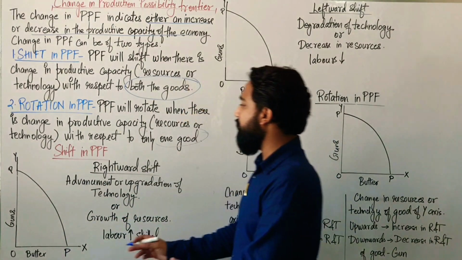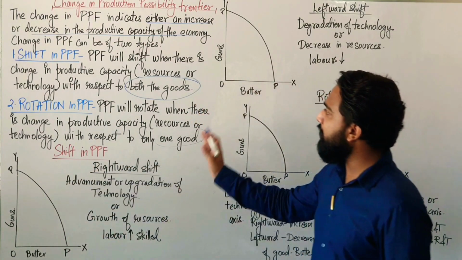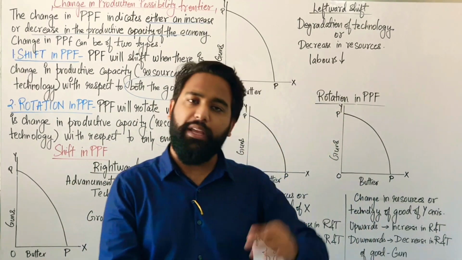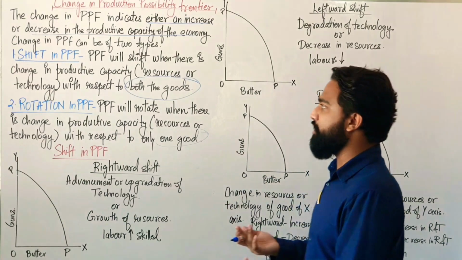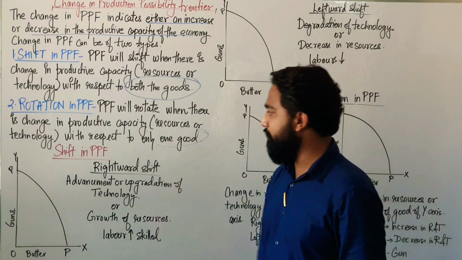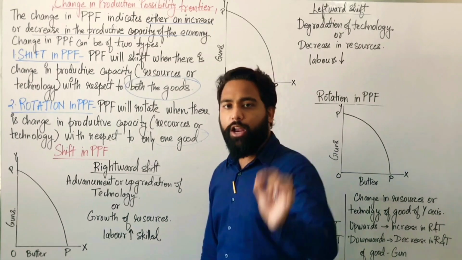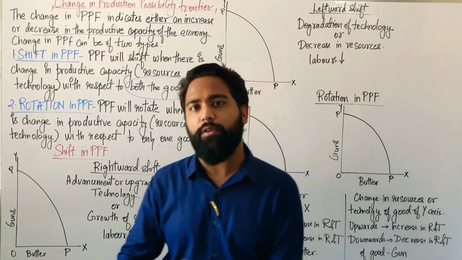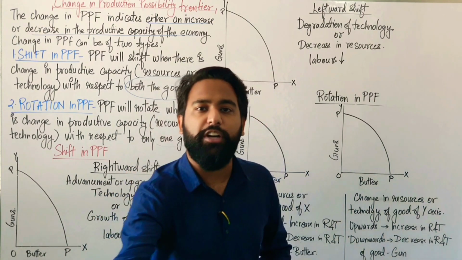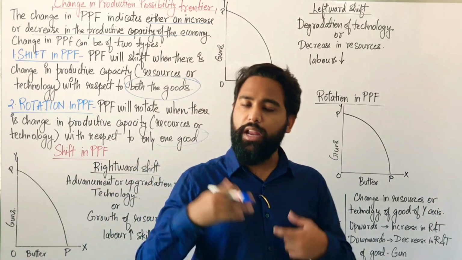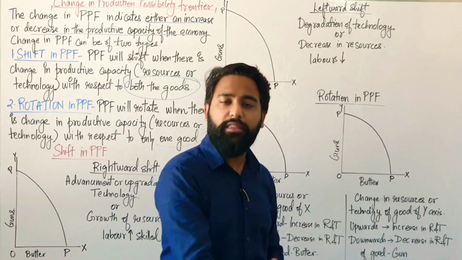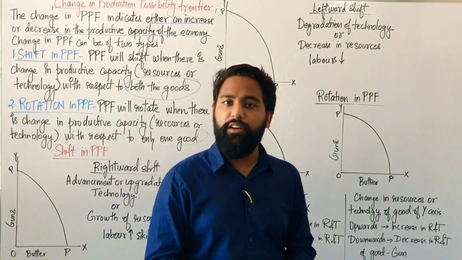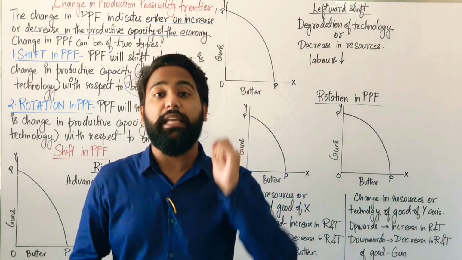Here is the first curve. This is the PPF, and there are two types of shift. Whether there will be a rightward shift or whether there will be a leftward shift. Let's study the rightward shift. Understand this thing. In all the curves which you are going to study from now onwards, if there is a rightward shift in the curve, it means that thing is increasing. If there is a leftward shift in the curve, then it means that curve is decreasing.